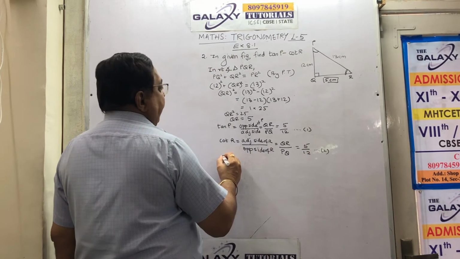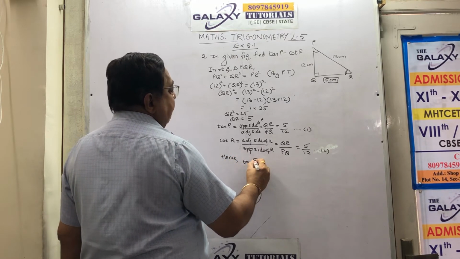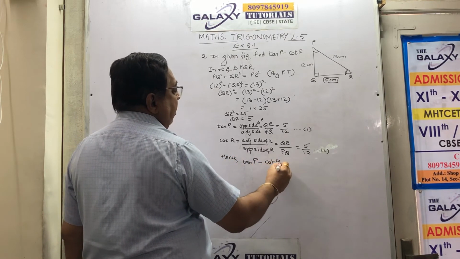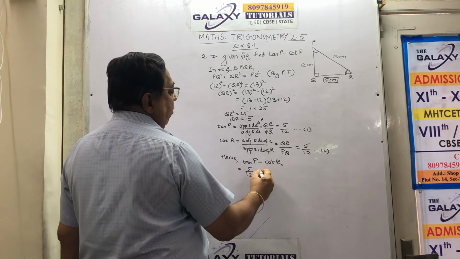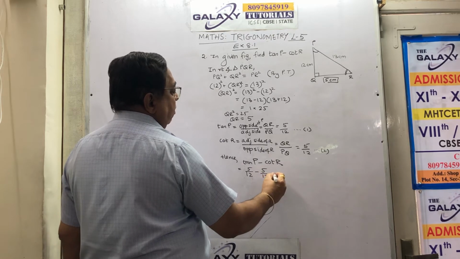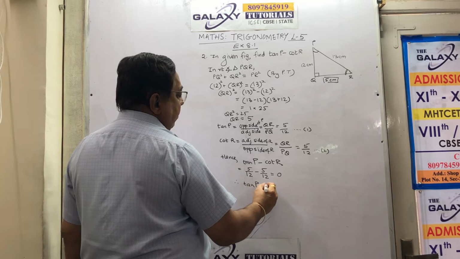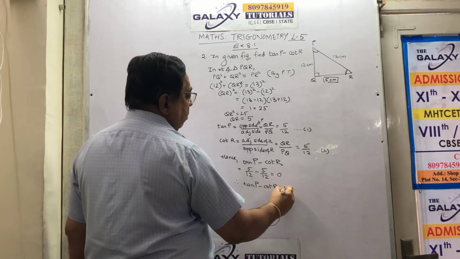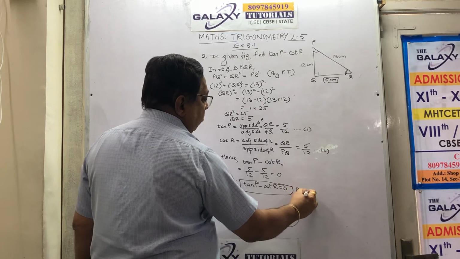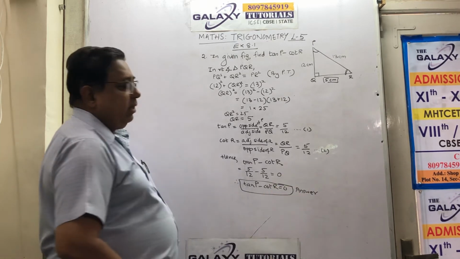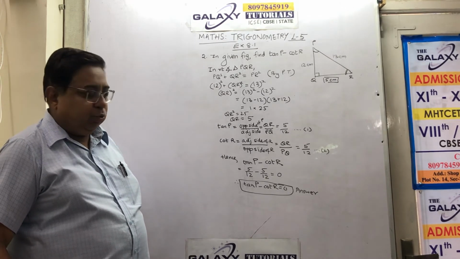Now, hence, tan P minus cot R, I will substitute the values from here, is 5 upon 12 minus 5 upon 12, is 0. Therefore, tan P minus cot R is 0. And I will write this answer. Please write the answer separately so that it can be corrected and marks can be given suitably.